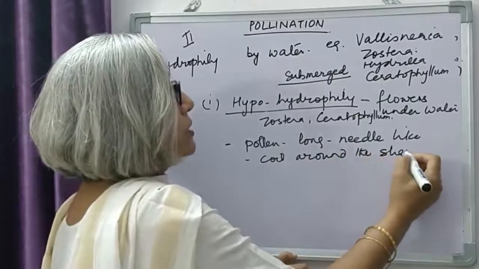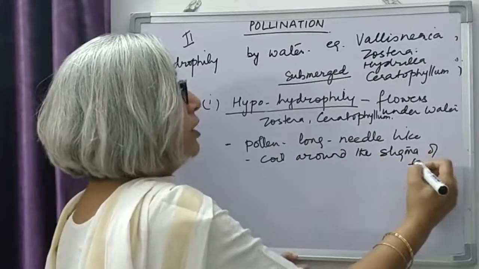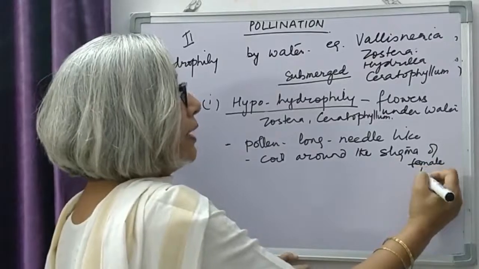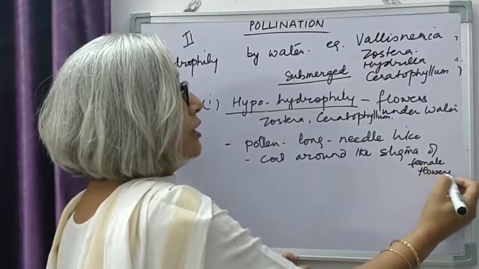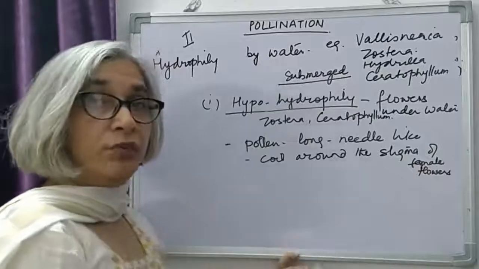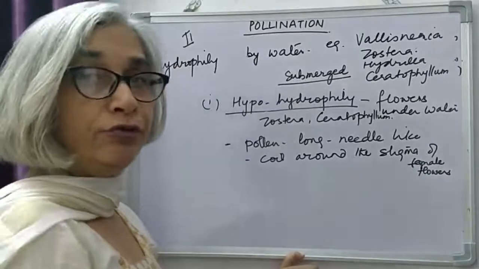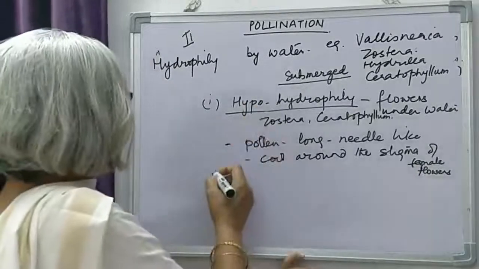Coil around the stigma of female flowers and thereby they bring pollination, which will lead to germination followed by fertilization. So this is one example.